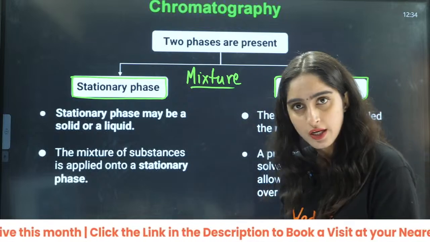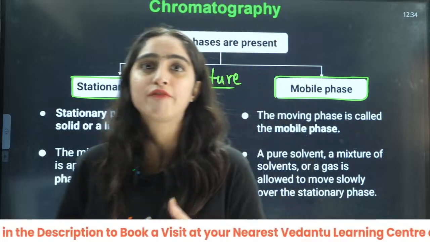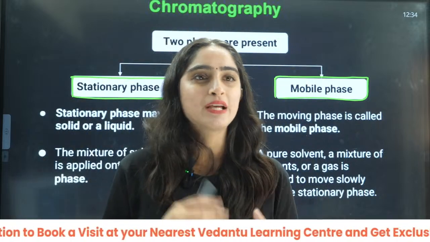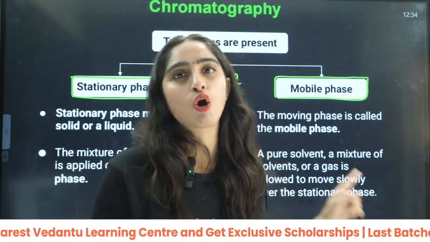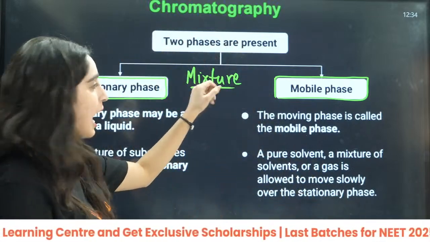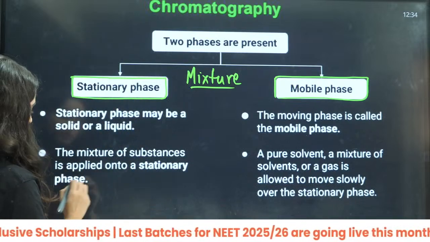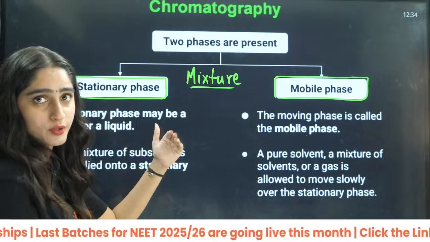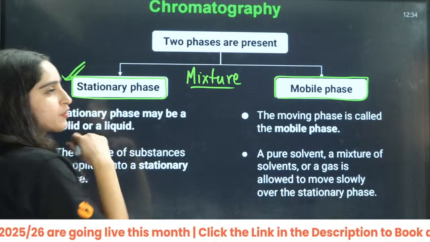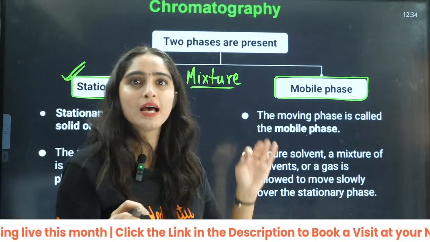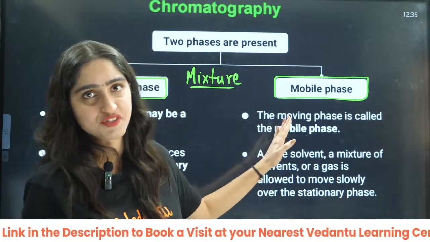What is the stationary phase? What is the mixture? Mixture will be, for example, I have taken ink, or a mixture of any compound, that I want to separate. That is called the mixture, where you are working. And the mixture substance is applied on the stationary phase. I will tell you what the different types of stationary phases and mobile phases are when we do the different types of chromatographies.